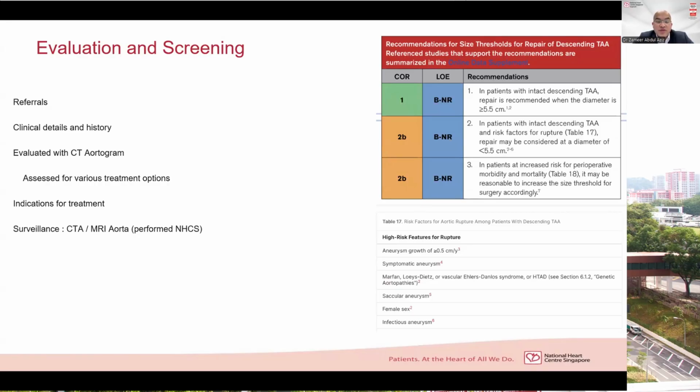And of course, different patients have different risk factors. Some patients have diseases where they show slightly higher risk. So it's not just an absolute size of 5.5. In certain patients, if there's 5.5, but you've got a strong family history, or it's an infectious aneurysm, or there is chest pain, or if the aneurysm is growing much faster than normal, then these patients may need to be treated earlier.